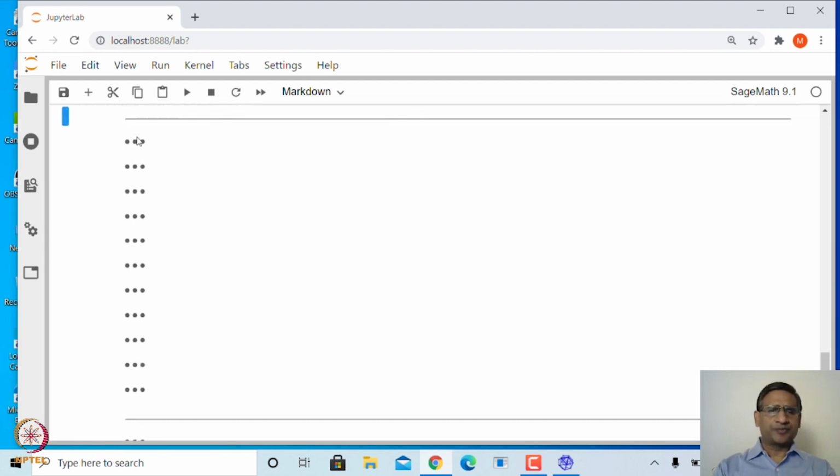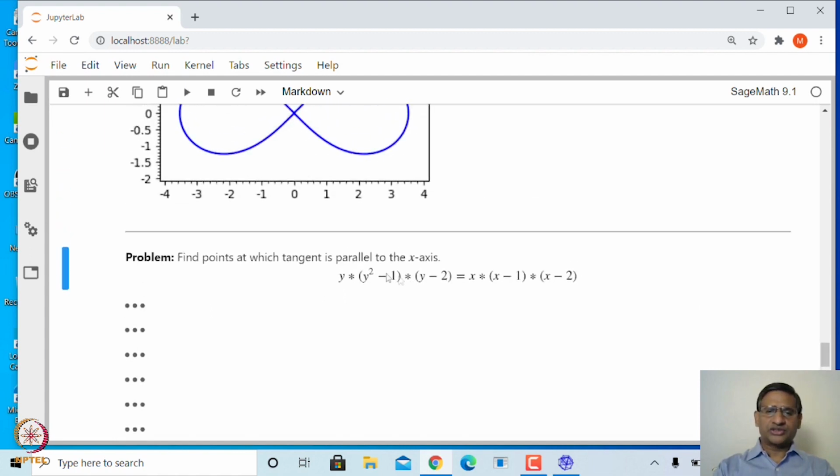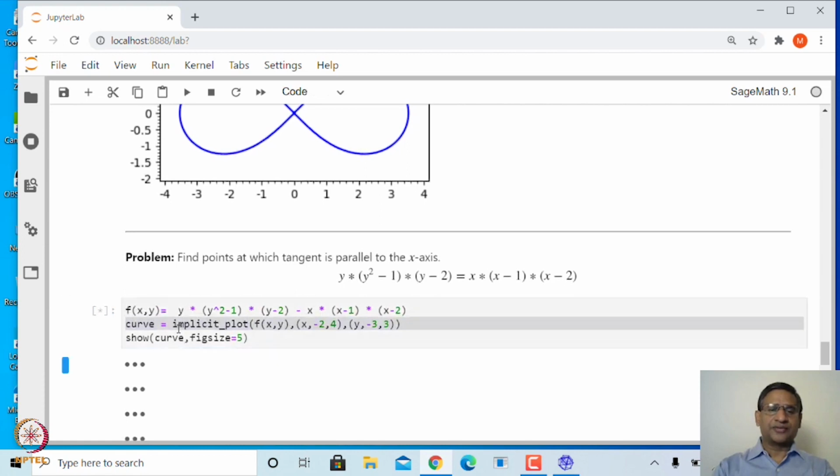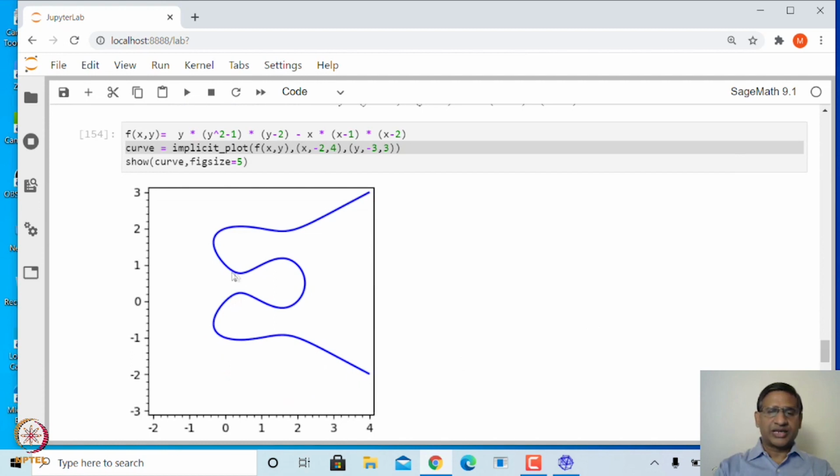Let us do one more example of implicit derivative and see how we can explore it in SageMath. You have an implicitly defined function, and you want to find the points at which the tangent is parallel to the x axis. First let us declare this function and plot the graph of this curve. The graph looks like this. This is quite complicated. If I look at this domain, there will be several points where the tangent is parallel to the x axis.